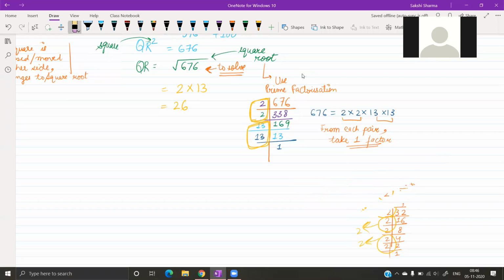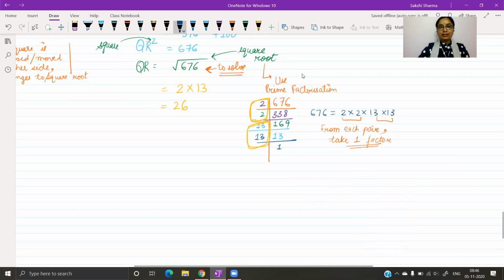Excuse, ma'am. Yes, Bhavleen? Ma'am, 26 will be the square root of 676. That's correct. So the length of QR now is 26 centimeters. This is the length we wanted to find out. This is our answer.